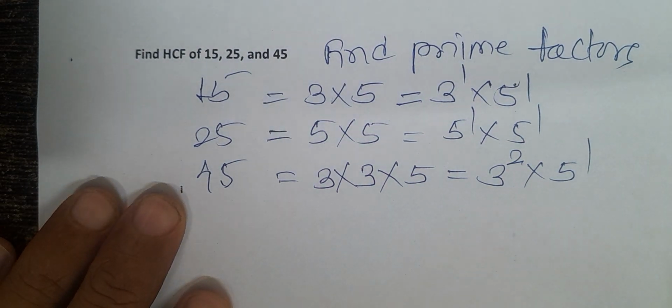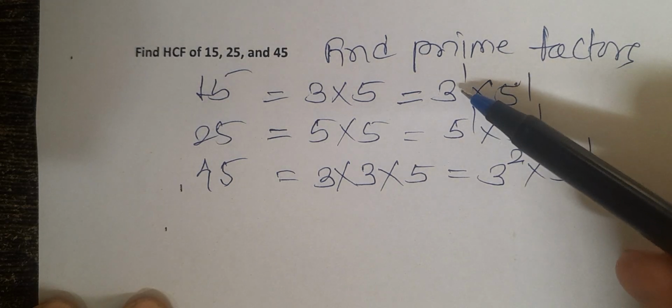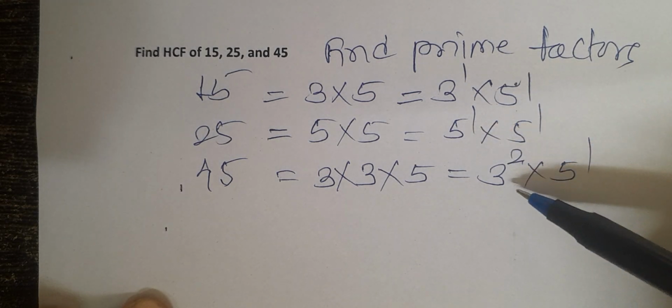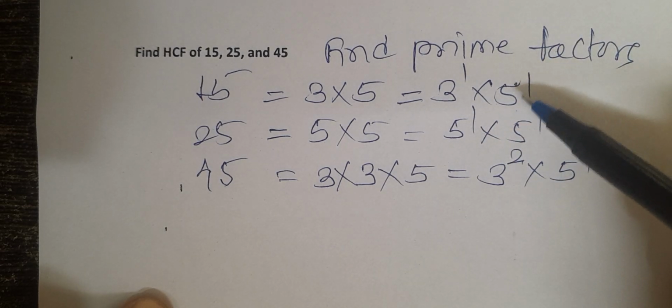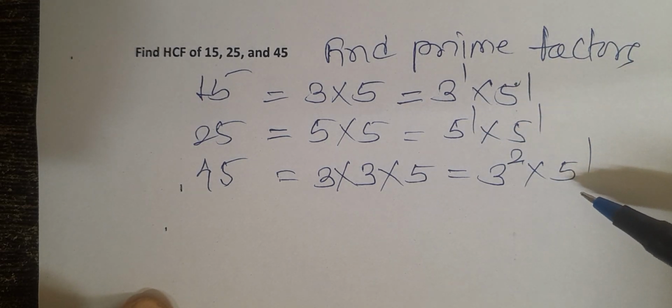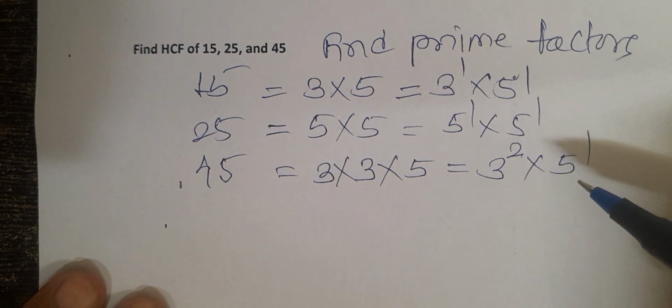So we have to identify the lowest common factors. So 3 is there here, but 3 is not here, so we cannot go for 3. 5 is here, 5 is here, 5 is here. So we have to identify the lowest power common to all.